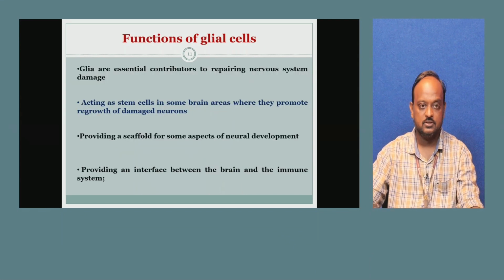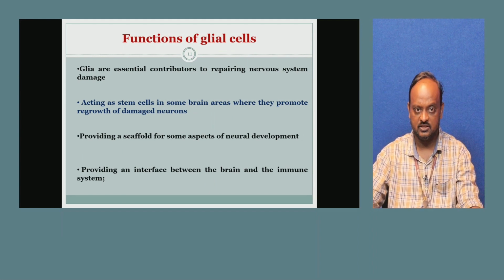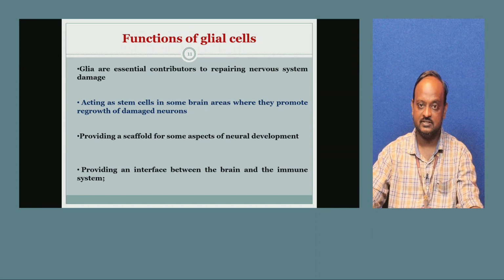Let's have a look at the functions of the glial cells. Glial cells are essential contributors to repairing the nervous system. As we are discussing, glial cells are stem cells. They help in repairing the nervous system whenever there is damage. They act as stem cells in the brain where they promote the regrowth of the damaged neurons.